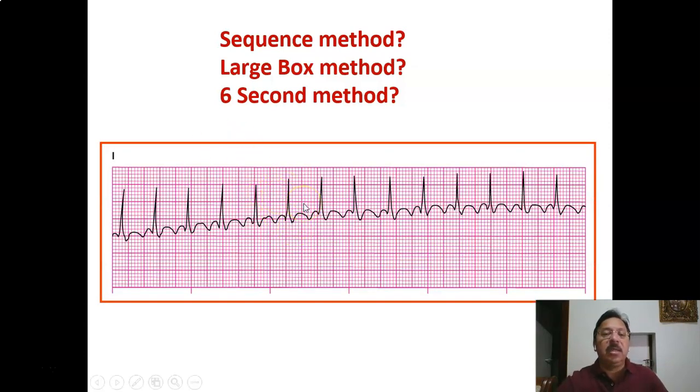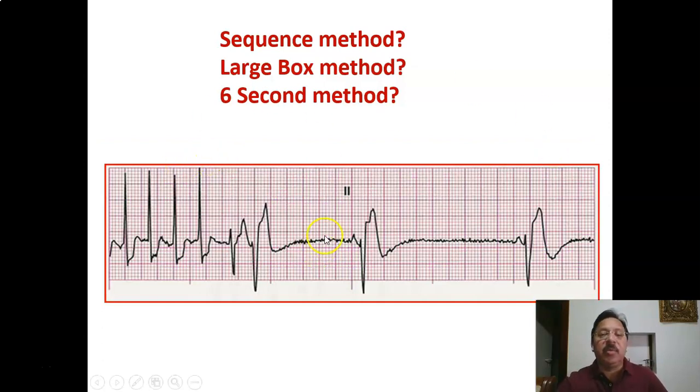Look at this rhythm strip. This is mostly regular, so you can apply any of the above methods. If you use the sequence method, this falls on the thick line, 300, 150. So heart rate is approximately 150. By the large box method, 300 divided by 1 and 2 big boxes, so approximately 150. And then the 6 second method, from here till here are the 6 seconds: 1, 2, 3, 4, 5, 6, 7, 8, 9, 10, 11, 12, 13, 14. 14 times 10 is 140, the approximate heart rate.